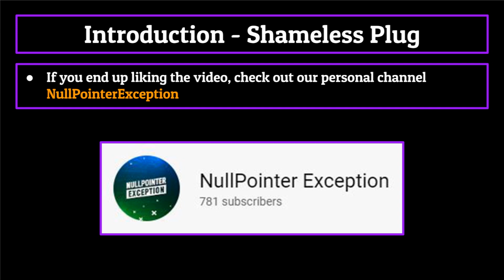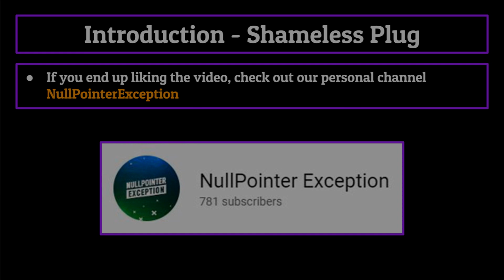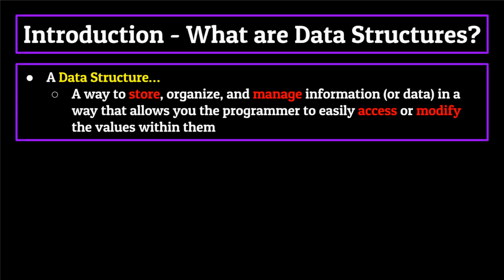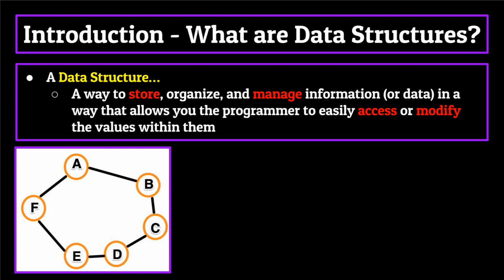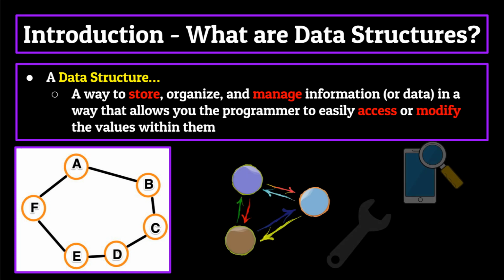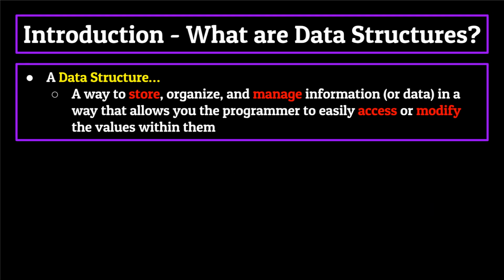So the obvious question to start with is, what exactly is a data structure? Well, in computer science, a data structure is a way to store, organize, and manage information, or data, in a way that allows you, the programmer, to easily access or modify the values within them. Essentially, it's a way for us to store a set of related information that we can use for our programs.